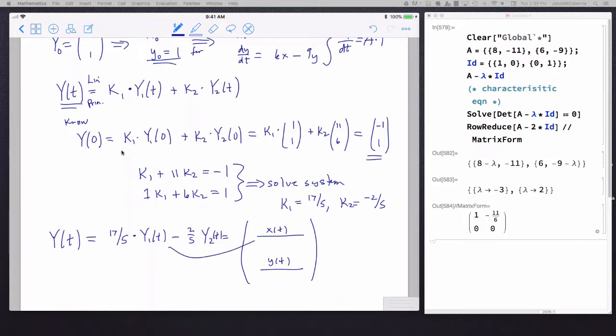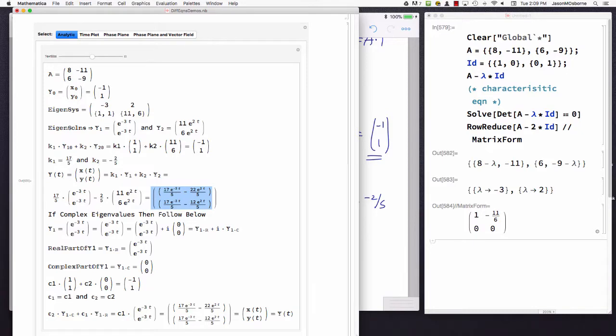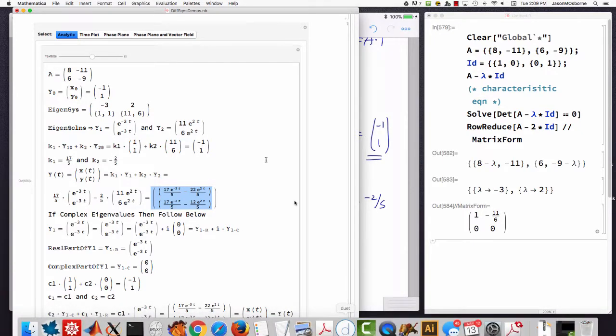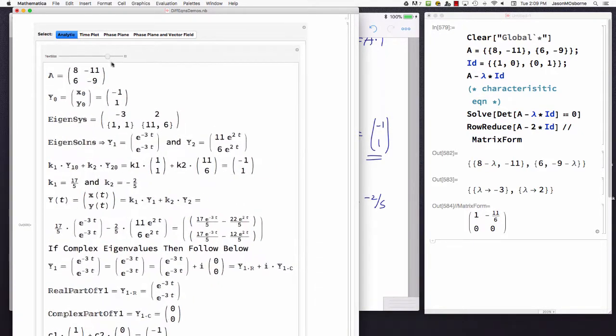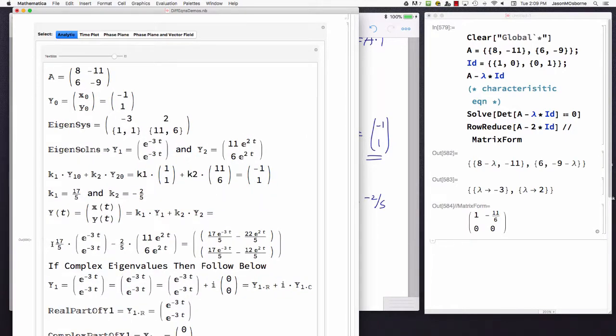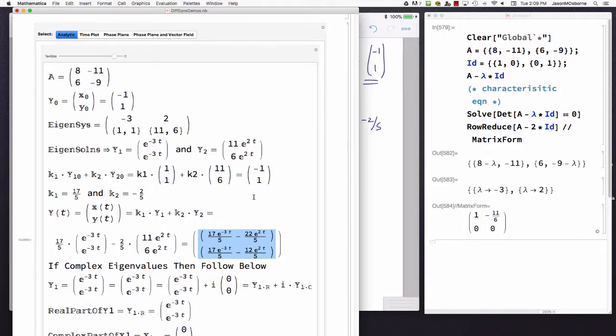You can expand. Okay. What you will get there is what we are seeing right there. When you expand, x of t will be the top entry, and y of t is this bottom entry here. Okay, so we've essentially found x and y as functions of t. So you could plot x as a function of t, and you can plot y as a function of t.